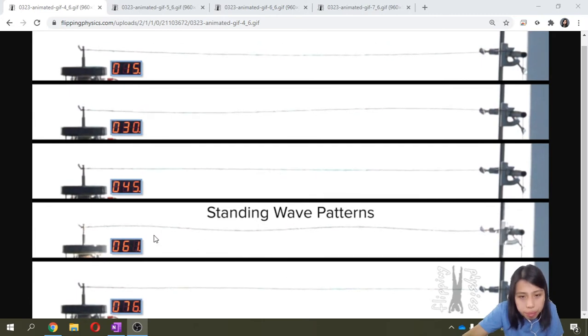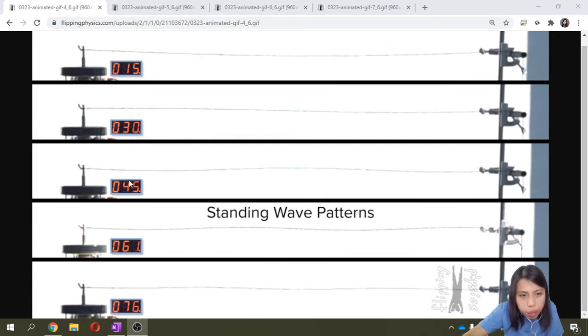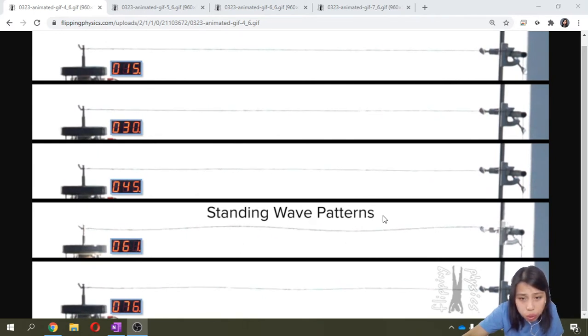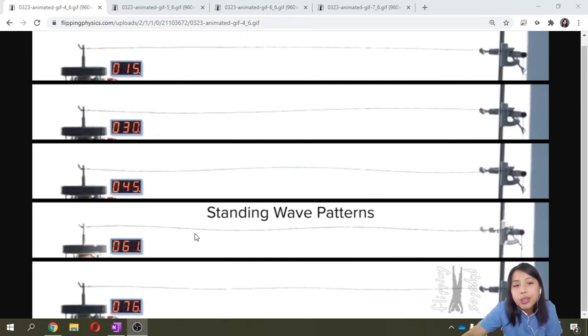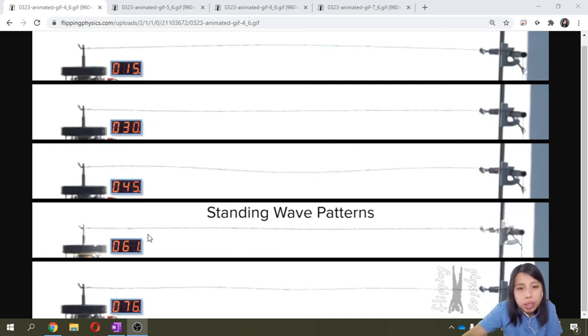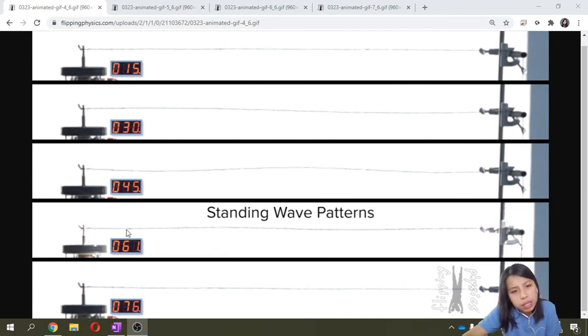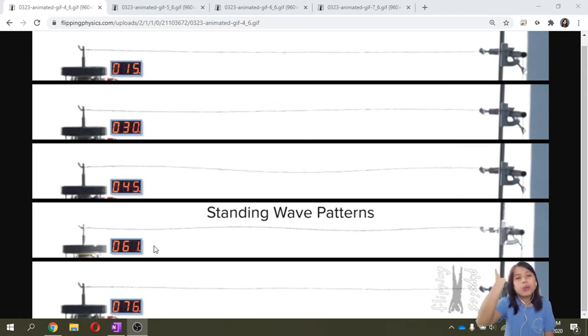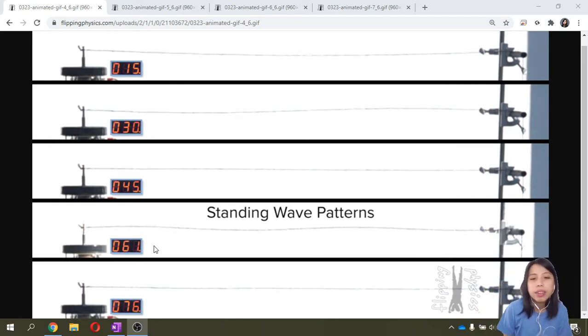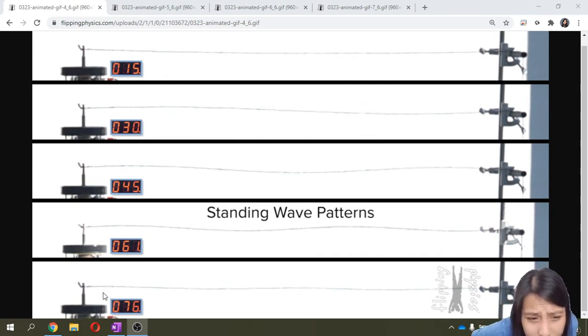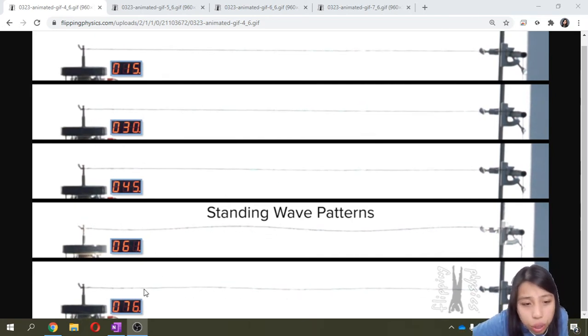Then you keep going. What's this? 1, 2, 3, 4 antinodes, so this is 4 times the original. You say, miss, 15 times 4 should be 60, how come this one's 61? Well, experimental uncertainty. In real life experiments, things work a little differently. And you can keep going. It's getting harder and harder to see because they're so small.